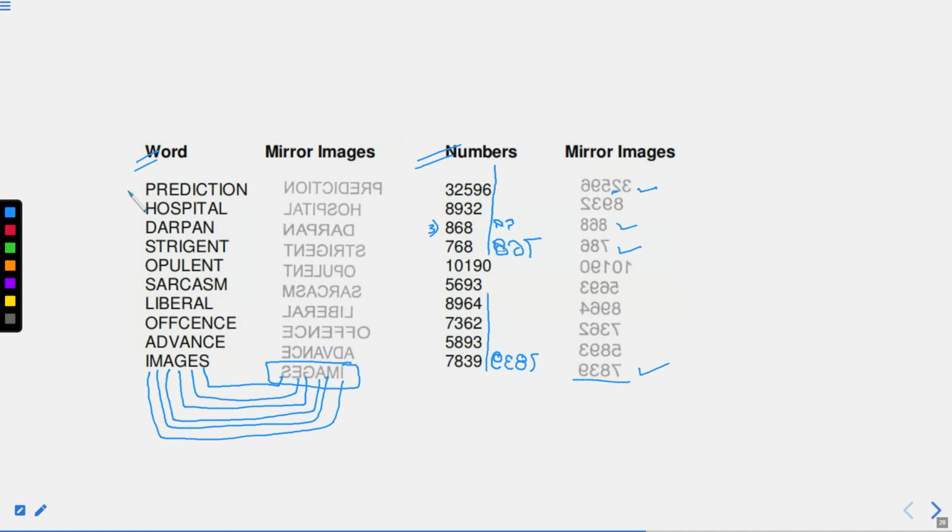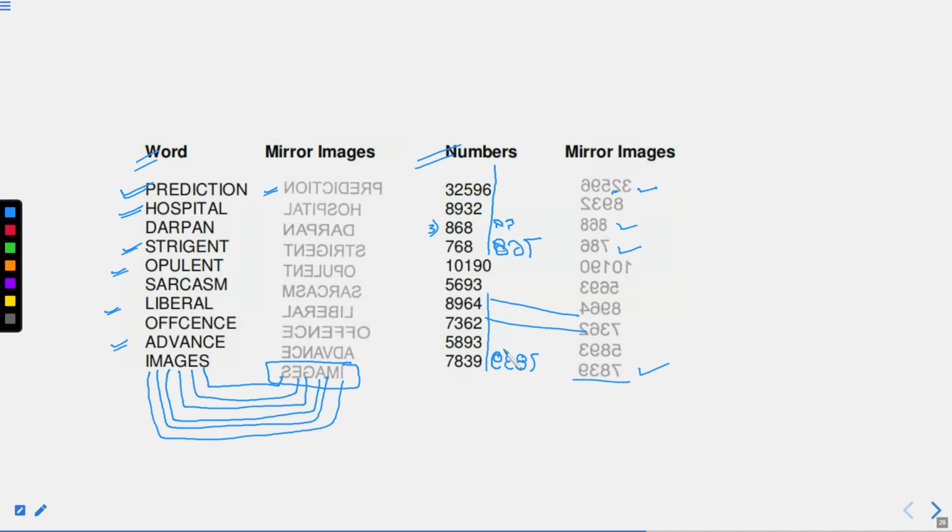For every word, like "prediction", we have the mirror image for the same. For "hospital" also, we have the mirror image, right? For "straighten", we have, right? For "opulent", we have, right? For "liberal", we have. For "advance", we have. For every word and for every number as well, like we have 8,964, 7,362, they'll appear like this, they'll appear like this whenever we find their mirror images. I hope there is no problem in finding mirror images now.